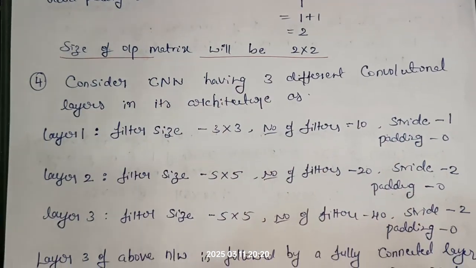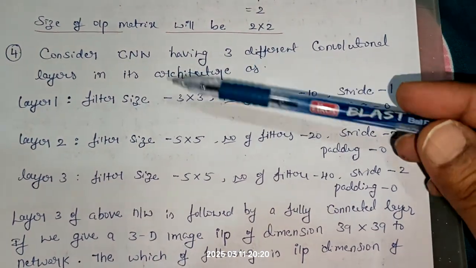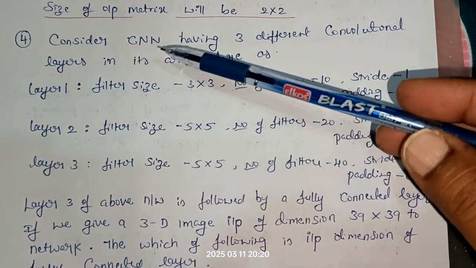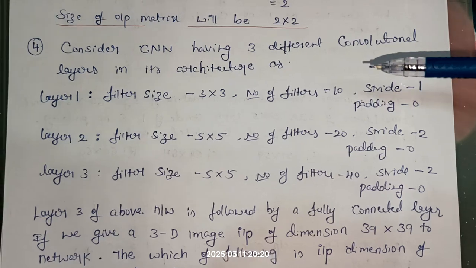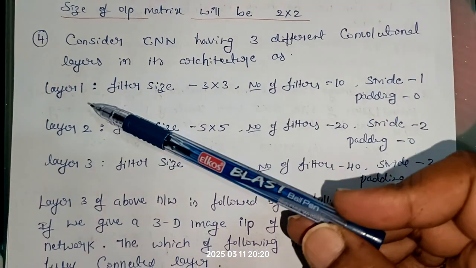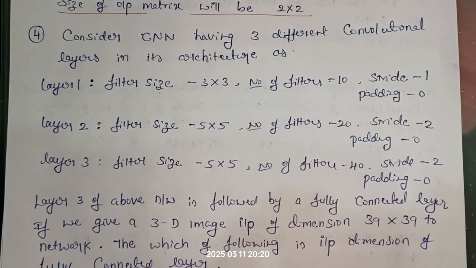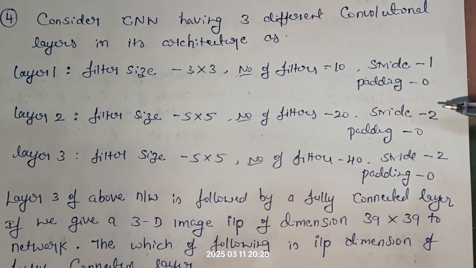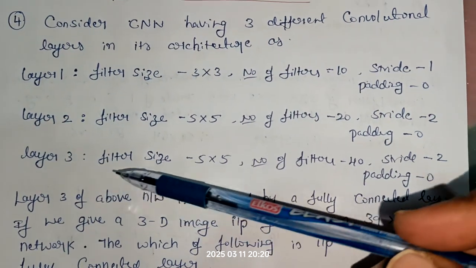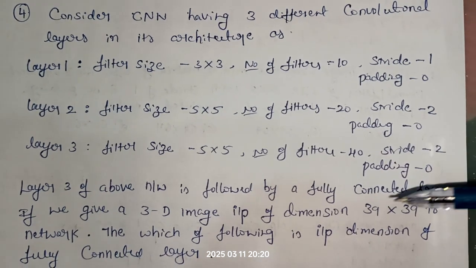Okay, so the fourth question. The question looks big, but the answer is simple. Consider a CNN having three different convolution layers, with the architecture given. Layer 1 consists of filter size 3 cross 3, number of filters 10, stride 1, padding 0. Layer 2 consists of filter size 5 cross 5, number of filters 20, stride 2, padding 0. Layer 3 consists of filter size 5 cross 5, number of filters 40, stride 2, padding 0.